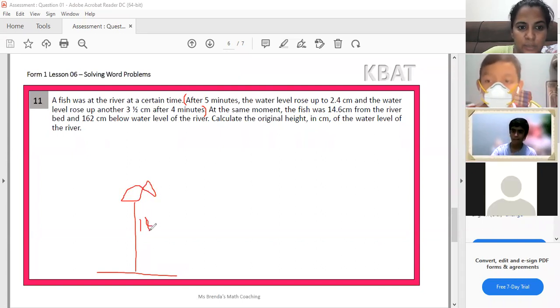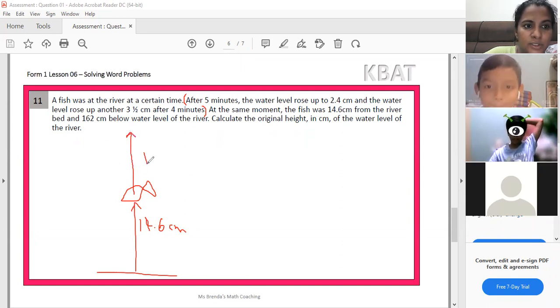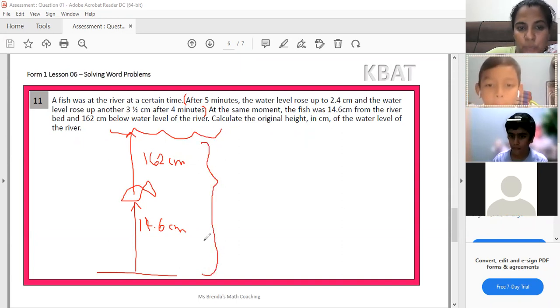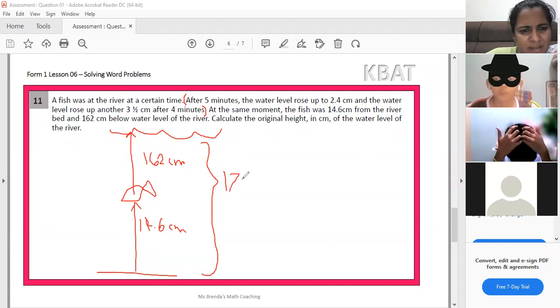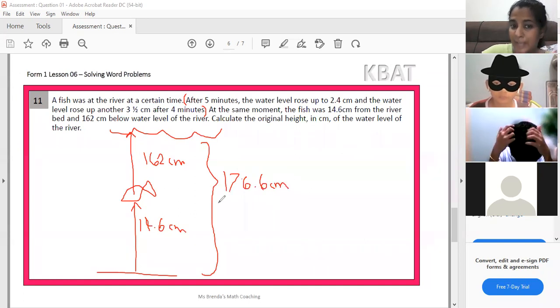So, this was the location of the fish, 14.6 centimeters from the bed. And then from the top to the bottom, it was 162 centimeters from the water level. Do you understand? So altogether, this is the new total height of the river now, after the change has happened. And how do you get this? What's the total of this? 176.6, right? This is the total height of the river now.